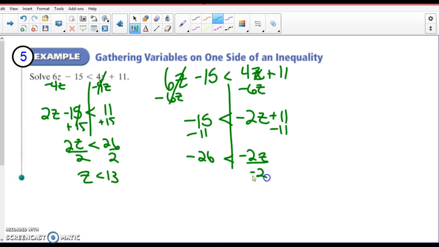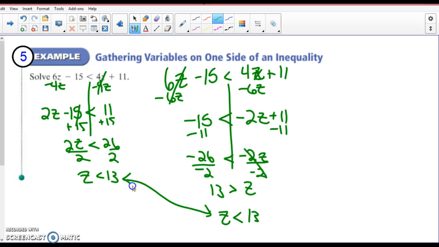I need to divide both sides by a negative 2, which means I'm going to flip my inequality. That will become a greater than. And then I need to transpose my answer because I want my variable on the left. So z and 13 swap places. Look, point each side towards z. You do end up with the same thing, but it takes a little bit longer, bringing it over to the right just to bring it back over to the left. So I always recommend bringing it to the left.